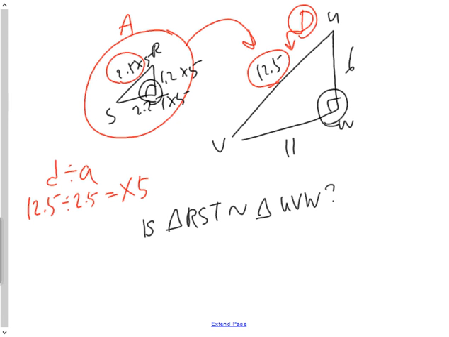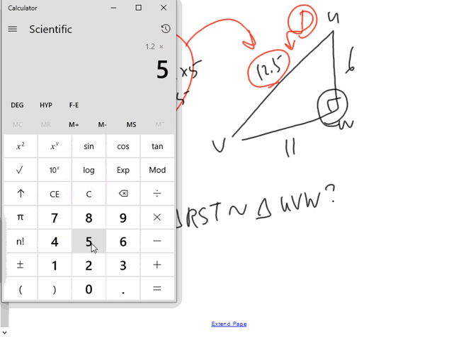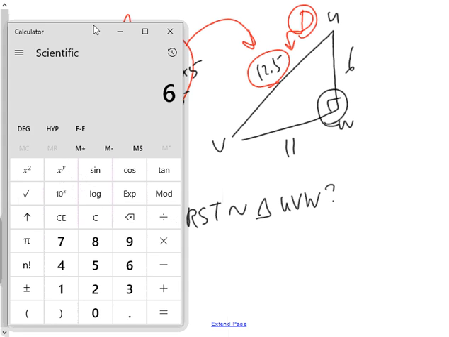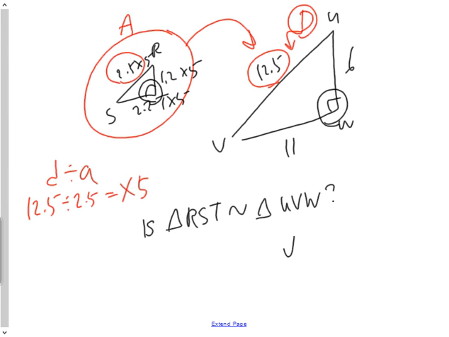So 1.2 times 5 is 6. And the other side was 2.2. So 2.2 times 5 is 11. And therefore, we can say, yes, they are similar, because all of their sides are proportional to the corresponding sides.